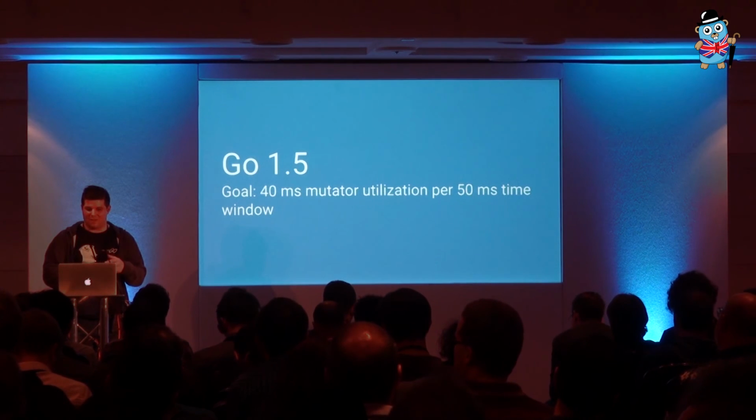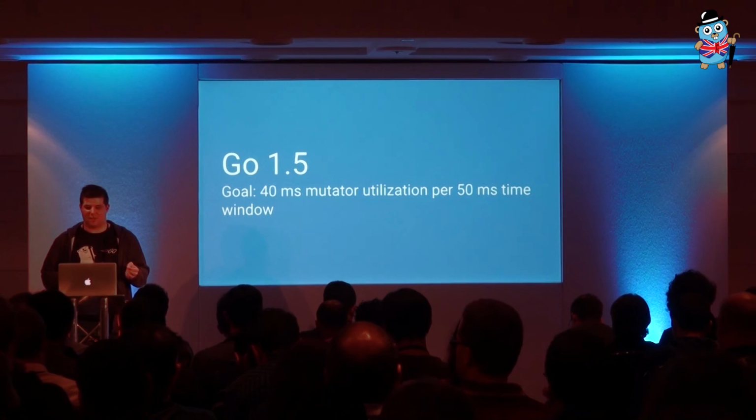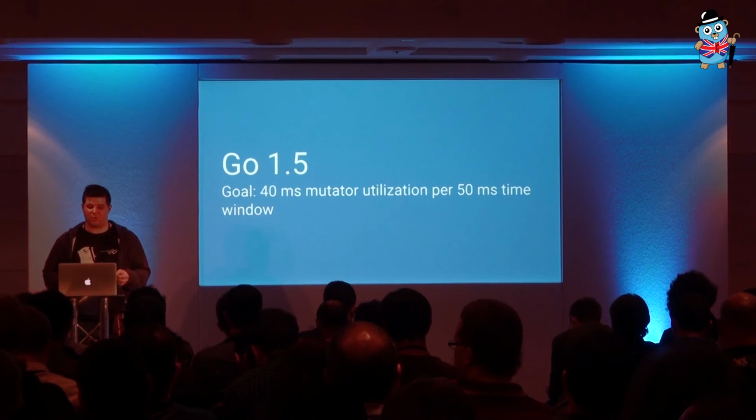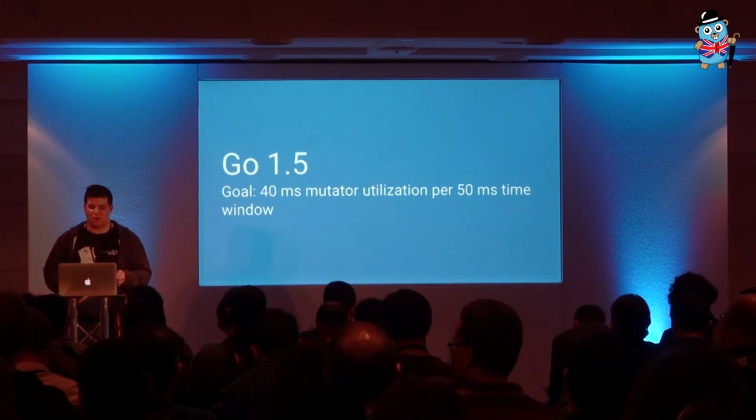So that's one thing that made the Go 1.5 garbage collection so interesting when it was first announced, because a stop the world deadline goal was introduced, and the goal was to have at least 40 millisecond mutator utilization per 50 millisecond time window.